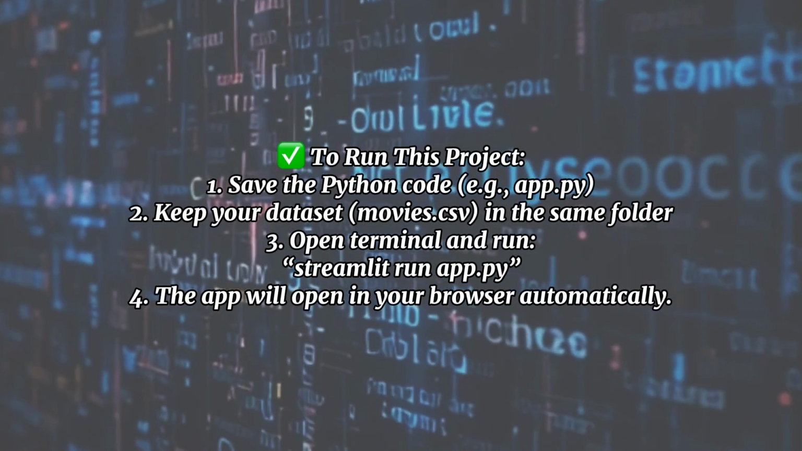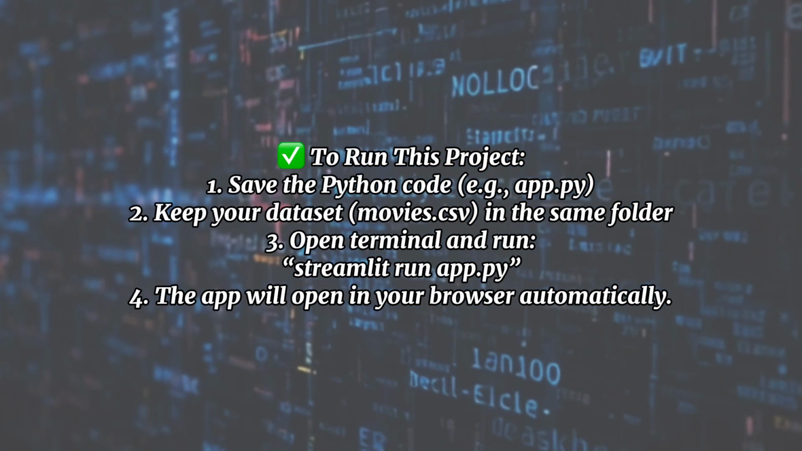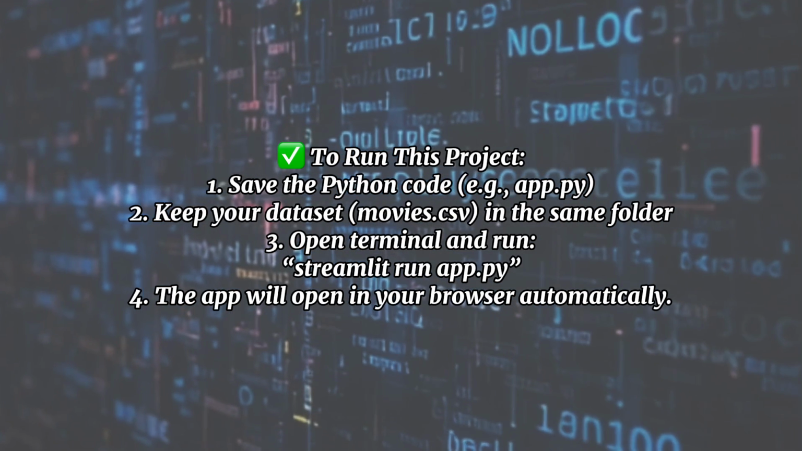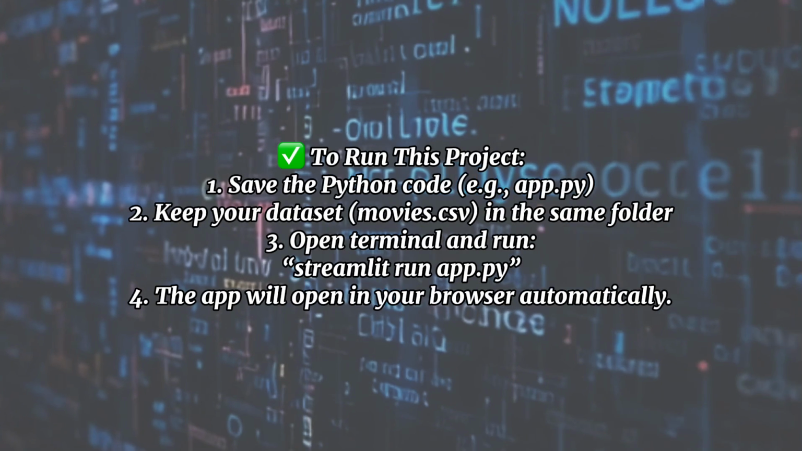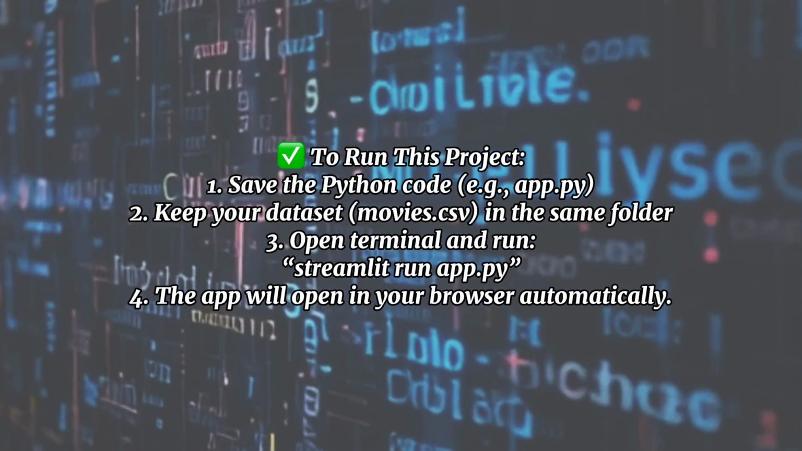To run this project: 1. Save the Python code, e.g. app.py. 2. Keep your dataset, movies.csv, in the same folder. 3. Open terminal and run, streamlit run app.py. 4. The app will open in your browser automatically.